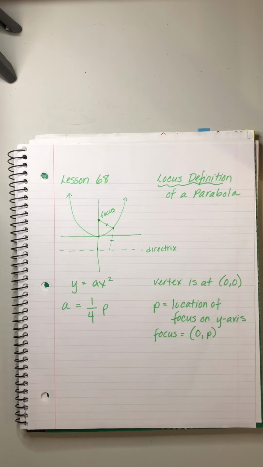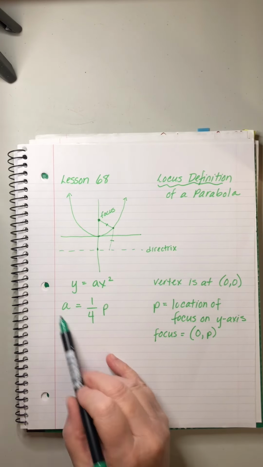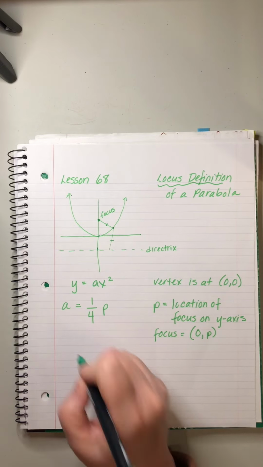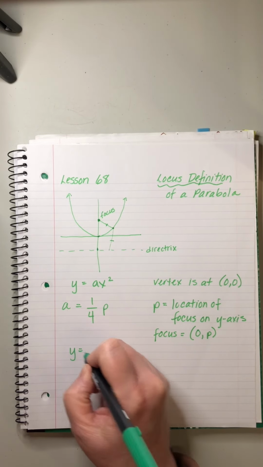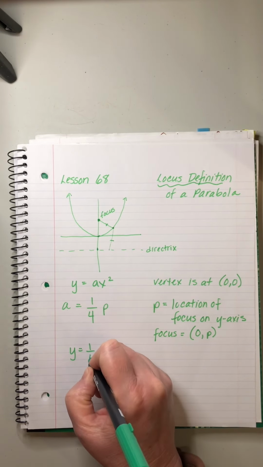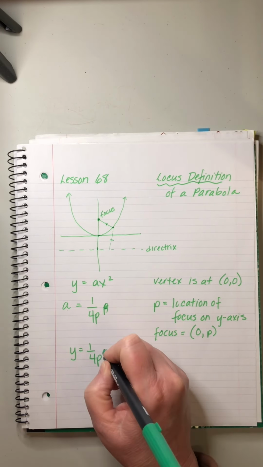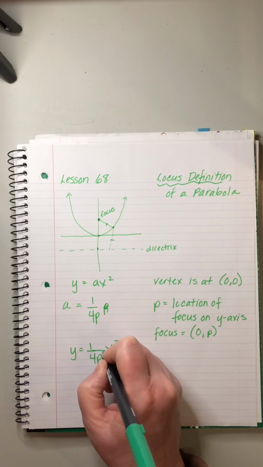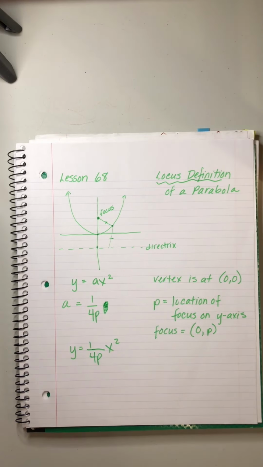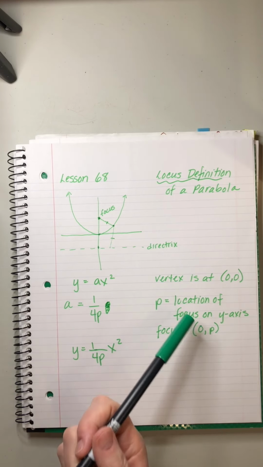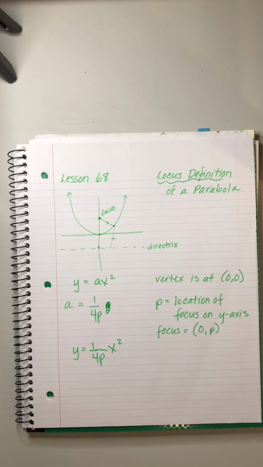Okay, so we can take this expression and plug it in there, so we can also say that y equals 1 over 4p times x squared. I'm sorry, I had the p in the wrong place. The p goes in the denominator. And p, again, is the location of the focus, right?